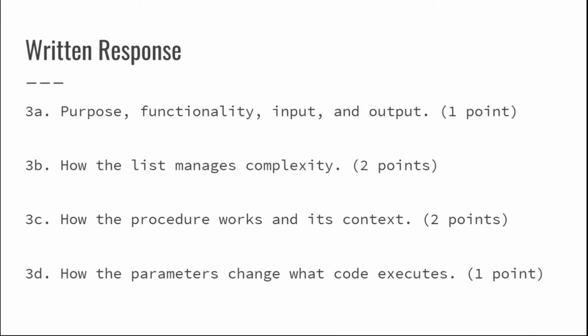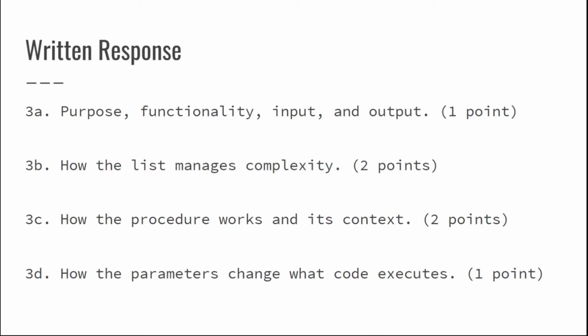The written response, if you have solid program code, is easy, because all you're doing is relating the code you wrote to the specific prompt provided by the College Board. There are 4 questions numbered 3A through 3D. The reason it's 3 is just because they count 1 as the program, 2 as the video, and 3 is the written response.